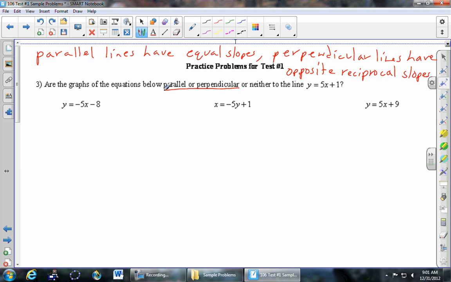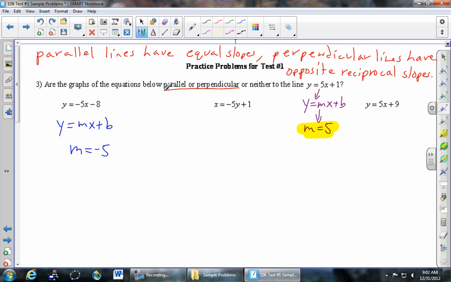So the slope of the original line, because it looks like y equals mx plus b, we know that the slope right away here is 5. So that's going to be an important number for us. The slope of the given line is 5, and we're going to compare the slopes of the other 3 lines to the slope of the given line. This equation right here also happens to be in y equals mx plus b form, so we can immediately pick off the slope. It's -5.